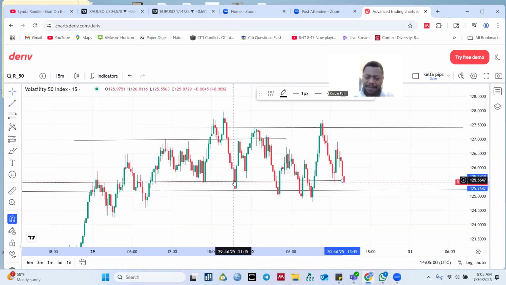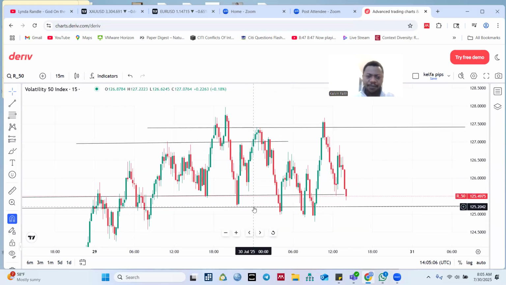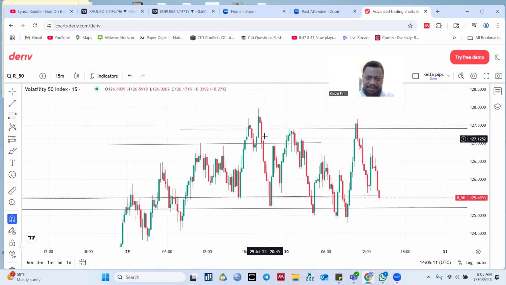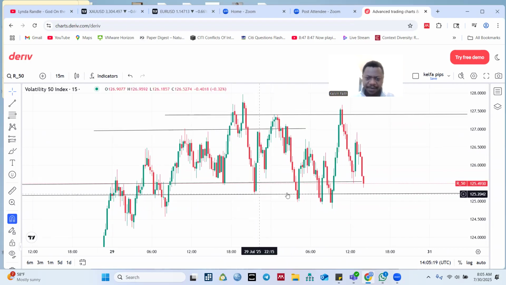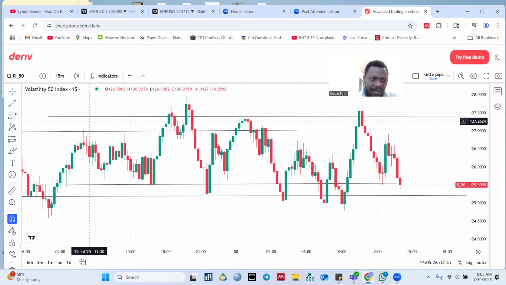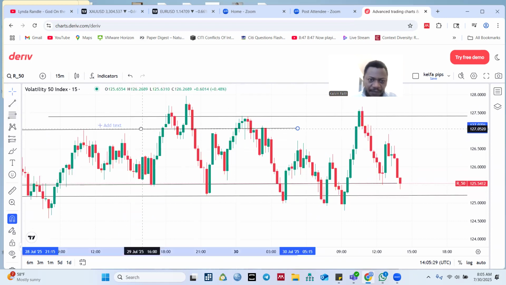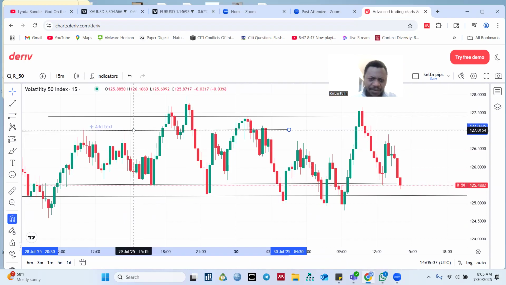So once this happens, what do I expect? I have to look for imbalances from the impulsive move to the downside, and then find an entry targeting this previous low, this area. So yesterday, if you check the pattern well, you see that within here there is a fair value gap. So there is this low and then this high. So price first traded into this fair value gap.